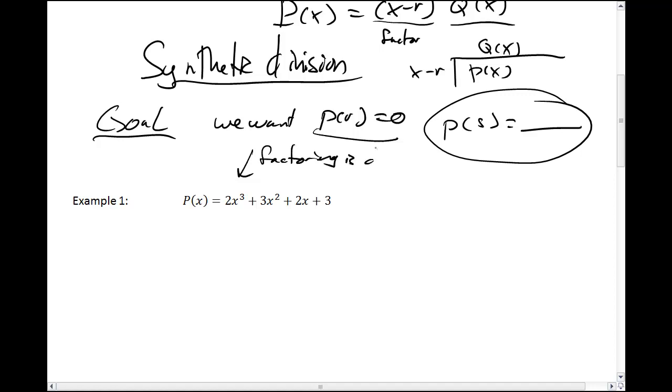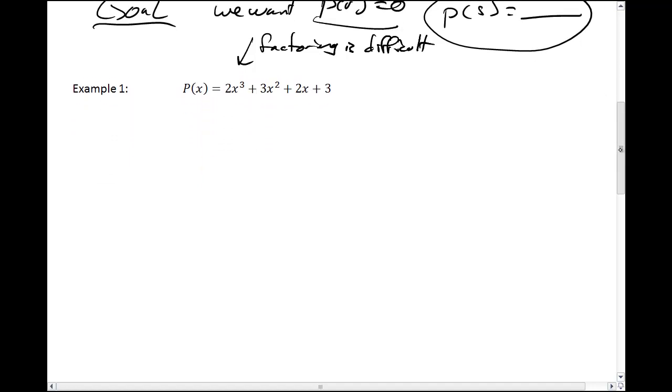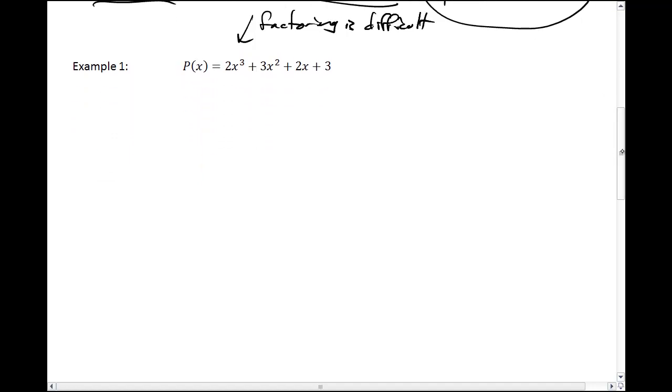Factoring is difficult. That's not just true in this particular class. As a general human condition, factoring tends to be just a little bit tricky. So let's look at my first example here. I've got 2x cubed plus 3x squared plus 2x plus 3.